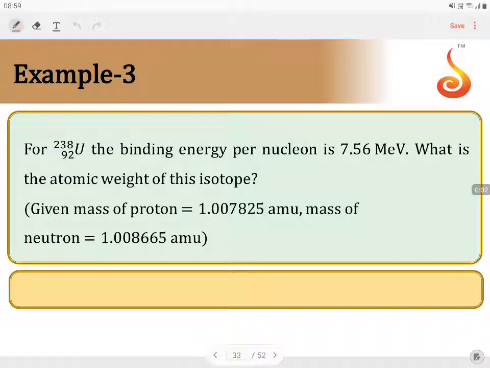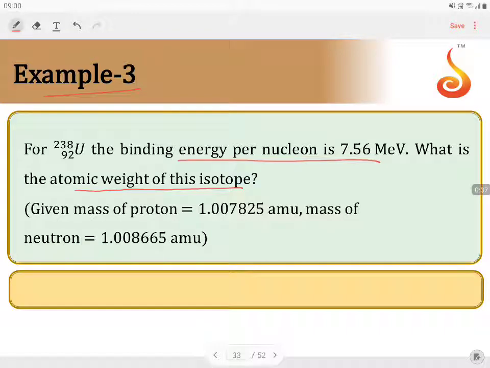Now the question on example number 3 relates to calculating the atomic weight of the isotope when binding energy per nucleon is given as 7.56 million electron volts. If we originally have the mass number and the actual mass and theoretical mass, we know how to find delta M first, the mass defect. From delta M, the equivalent binding energy, and binding energy divided by mass number gives you binding energy per nucleon. This is what we know.